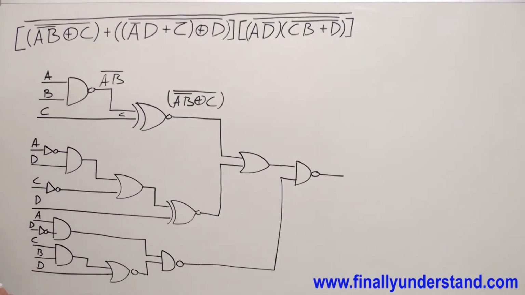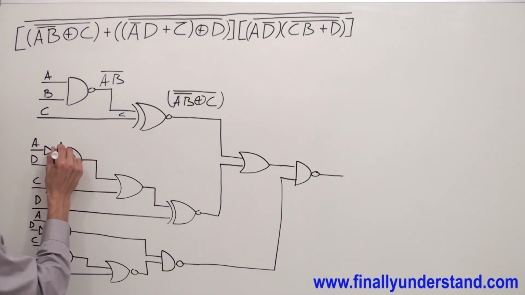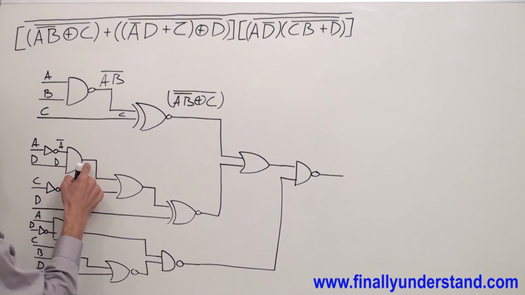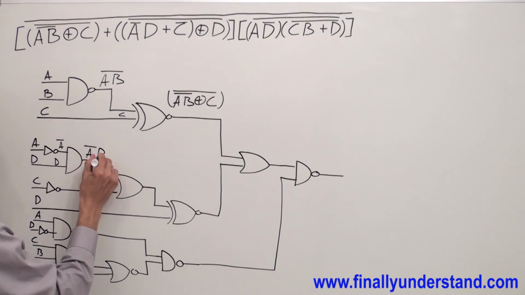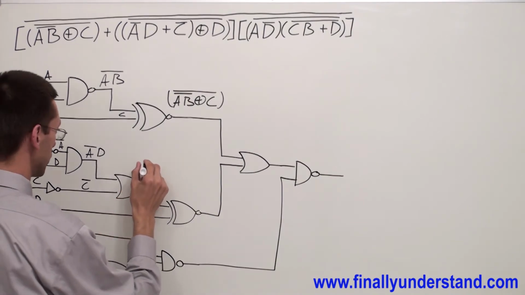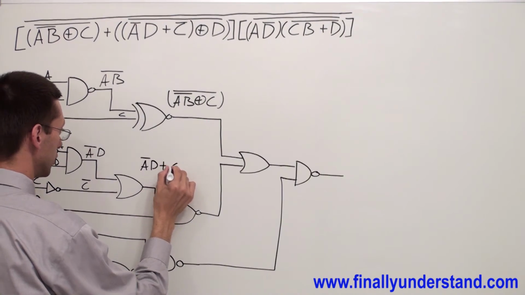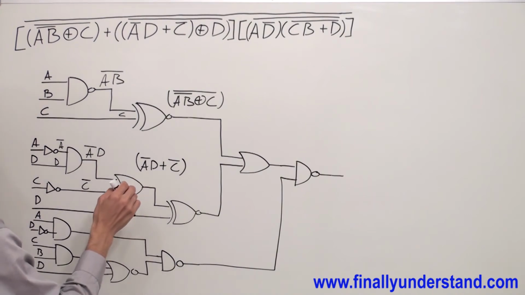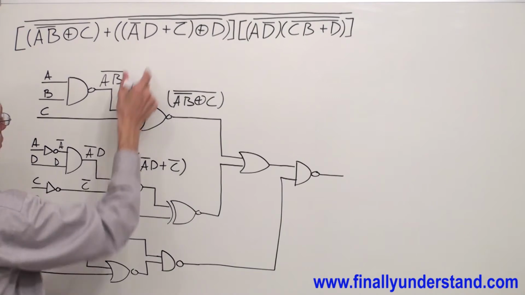Now, let's look at this part of the circuit. I have A, this is going to be A naught, this is D. At the output of the AND gate, I'm going to have A naught, D. Over here I'm going to have C naught. That's why I'm going to have over here A naught D, or C naught. Okay, as you can see, I got exactly the same thing like we have over here inside of the parentheses.